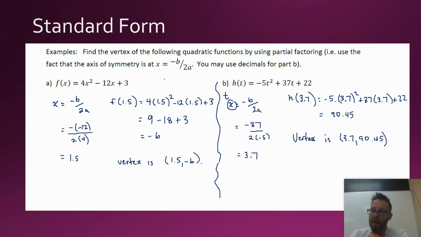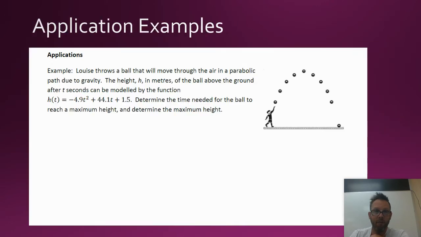All right, so now that we've reviewed methods to find the vertex, let's do a couple application examples. In this one, Louise throws a ball. Due to gravity, it moves through the air in a parabolic path. So the function that models the parabolic path is going to be quadratic. And what we're going to find is the time needed for the ball to reach a maximum height and to determine the maximum height.